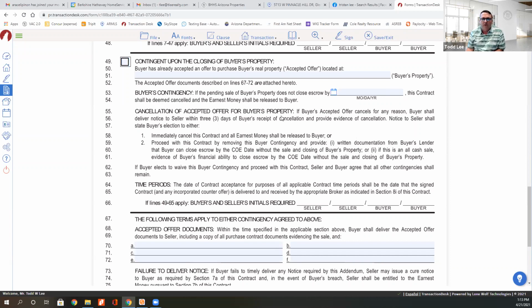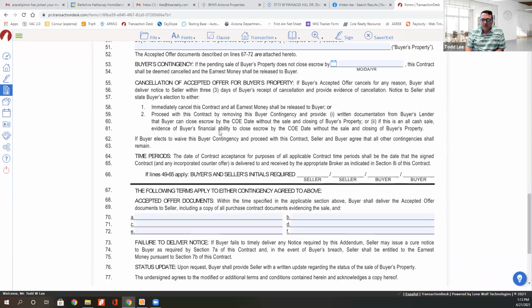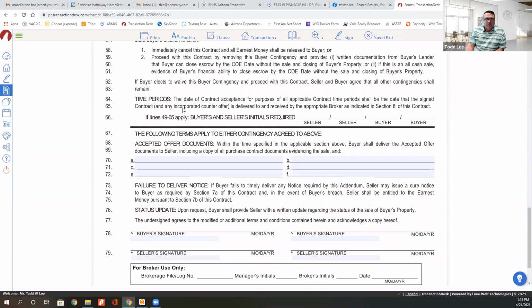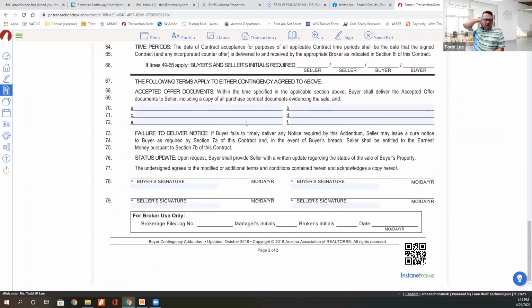Cancellation of accepted offer for buyer's property. If a buyer's accepted offer cancels for any reason, buyer shall deliver notice within 3 days. Then the buyer will immediately cancel this contract, or they will proceed with the contract and again provide those details that they need in order to show that they are capable of actually going forward and closing the contract. So the time periods: the date of the contract acceptance for purposes of all applicable contract time periods shall be the date that the signed contract and any incorporated counteroffers are delivered and received by the appropriate brokers as indicated in 8I. The following terms to either contingency agreed to above.